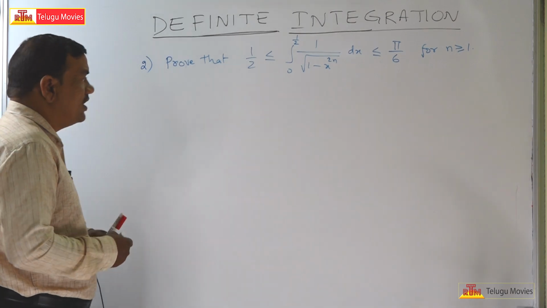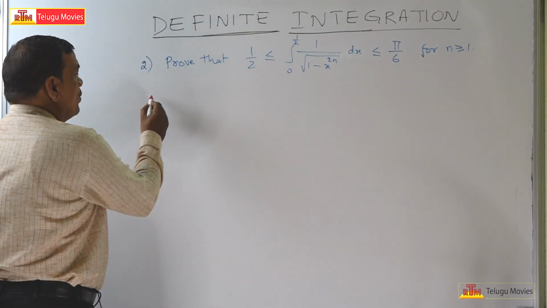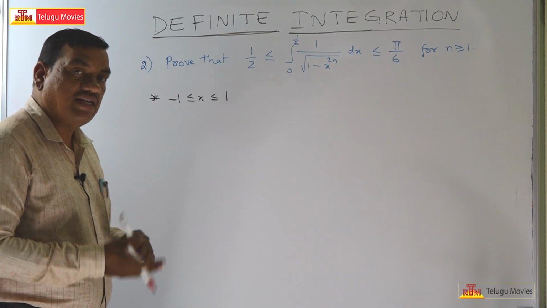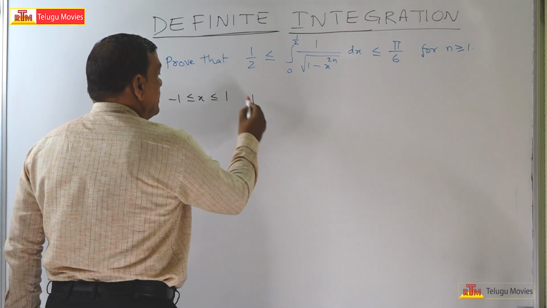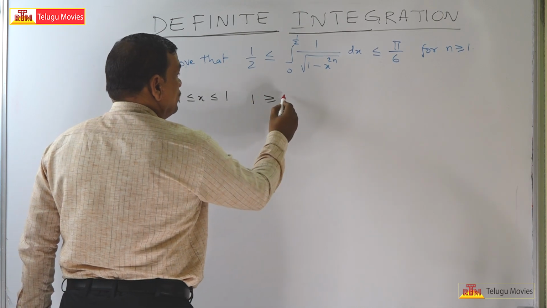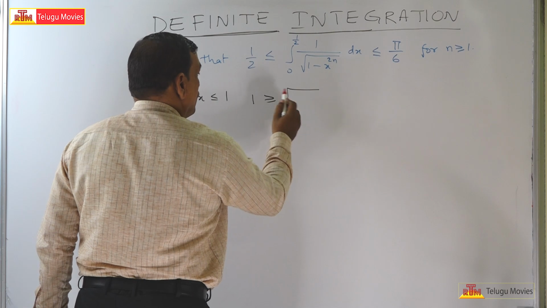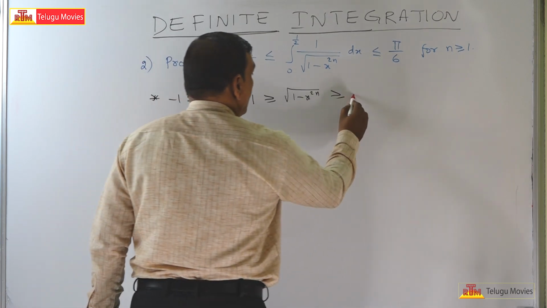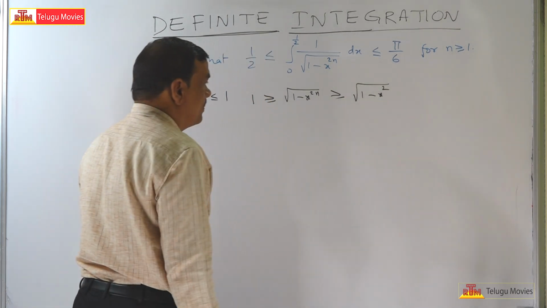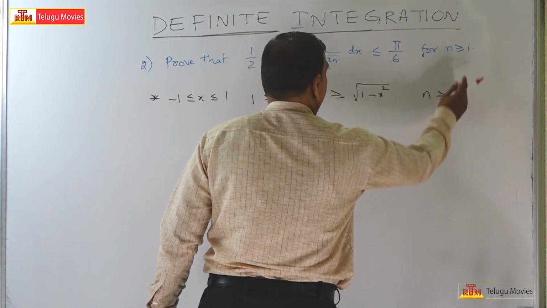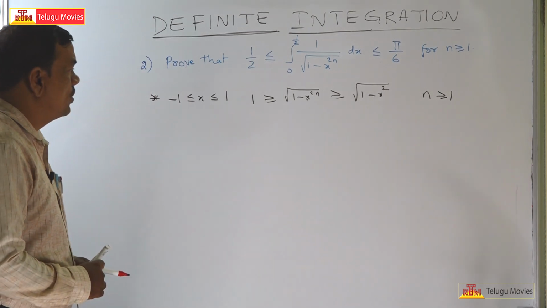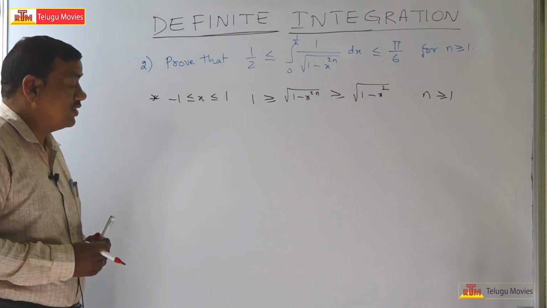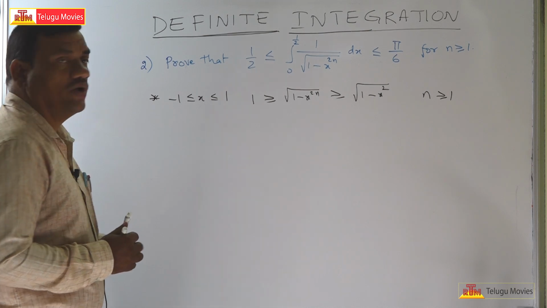What is that result? Here we have a very interesting result. If x lies between minus 1 and 1, that is minus 1 less than or equal to x less than or equal to 1, then we have 1 greater than or equal to root of 1 minus x power 2n, which is greater than or equal to root of 1 minus x square, whenever n is greater than or equal to 1. Sir, how can we get this?